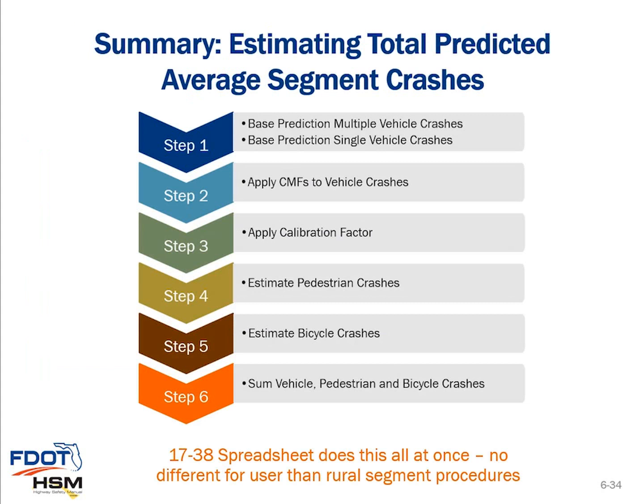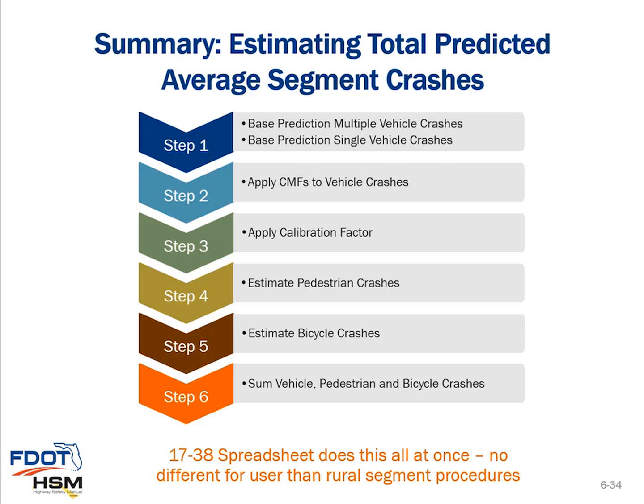Okay, let's go through and summarize the process that we have gone through and discussed for estimating the total predicted segment crashes. As shown here, it's a 6-step process, starting with the base prediction for the multiple vehicle crashes that include multiple vehicle non-driveway and multiple vehicle driveway, plus the base prediction for single vehicle crashes. We then apply the crash modification factors to the vehicle crashes only. We apply the calibration factor at this point, and then we go through and estimate the pedestrian crashes and estimate the bicycle crashes and sum all this up for the total.